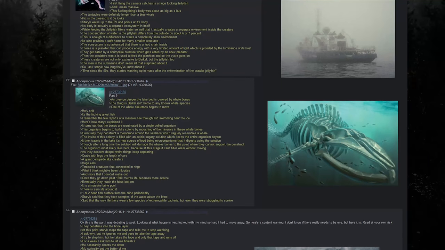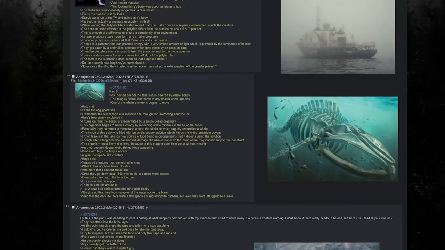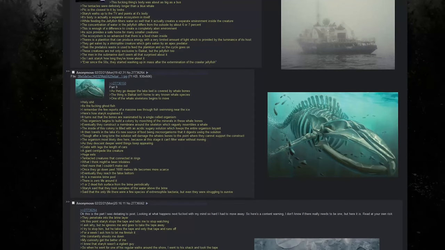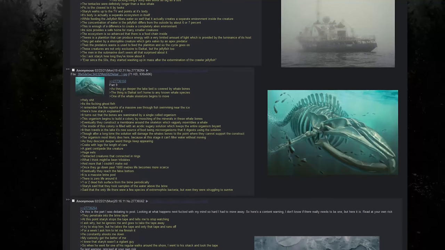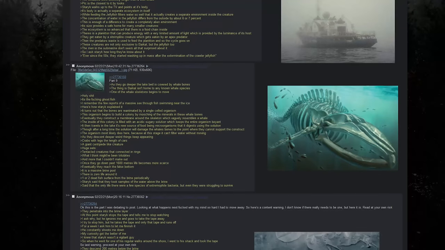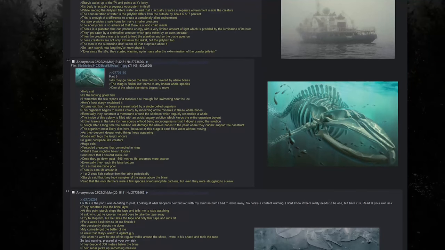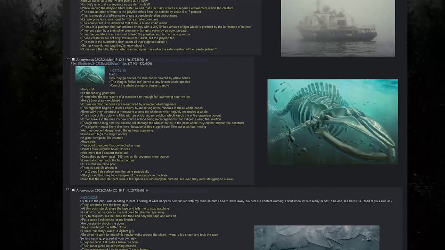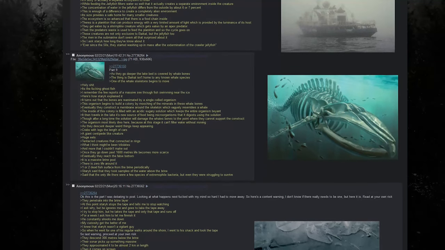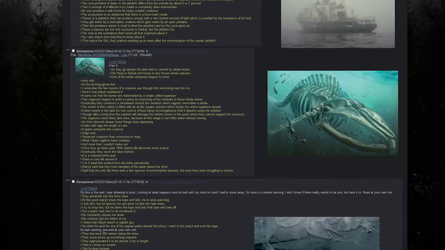It turns out that the bones are reanimated by a single-celled organism. This organism begins to build a colony by mooching off the minerals in these whale bones. Eventually, they construct a membrane around the skeleton, which vaguely resembles a whale. The inside of this colony is filled with an acidic, sugary solution, which keeps the entire organism buoyant.